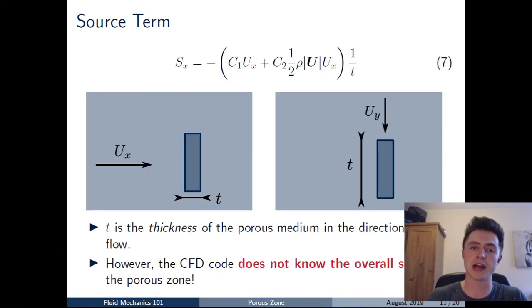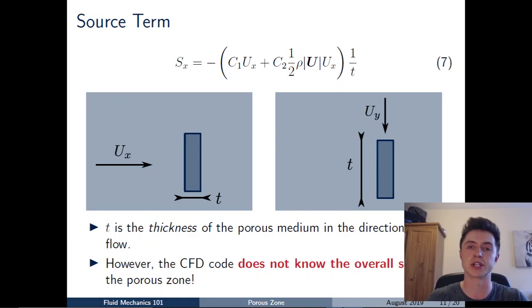So the image on the left there shows the thickness of the porous zone if the flow is in the x direction. So you can see the flow there is from left to right, and the velocity will encounter that frontal area of the porous zone there, and the thickness T is the thickness in the direction of the flow. Now, for the y component, if the flow were to approach the porous zone from the top down, then the thickness this time would be the thickness in the direction of the y flow there, which you can see as top to bottom.